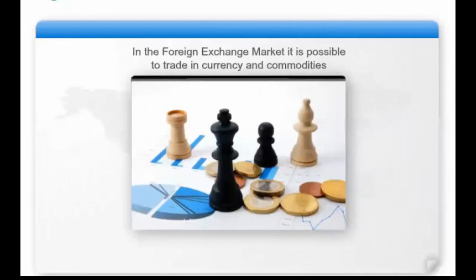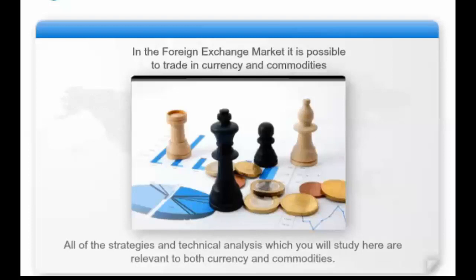The Forex market is comprised of currencies and commodities. Today, some brokers also allow trading of indices, future contracts, and certain stocks. All the strategies and technical analyses that you will learn here are relevant for currencies as well as for commodities. But before we learn what an exchange rate is and how we buy and sell currencies, let's understand more clearly the advantages of the Forex market based on the characteristics which I've presented so far.